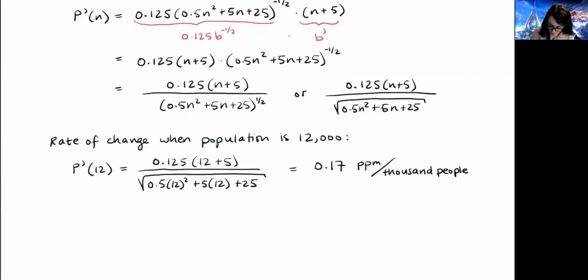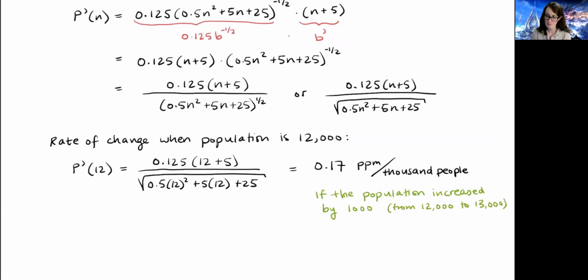So this means that if the population, or the number of people in the community, increased by 1,000 people, from 12,000 to 13,000, then this would be the approximate rate of change of the pollution. Again, it's not just any 1,000, it's the 1,000 from where we plugged in.